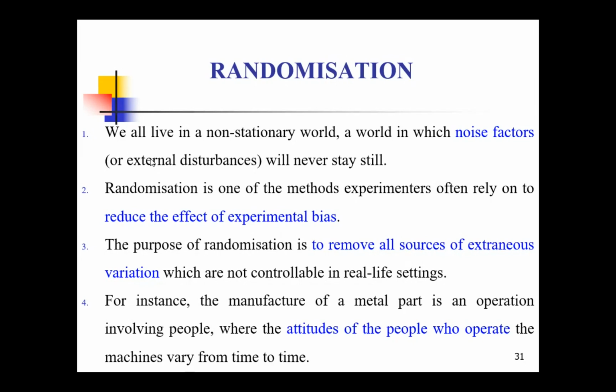For example, consider a manufacturing process that involves the 4 M's: men, method, materials, and machineries. The attitude of the people who operate the machines varies from time to time because humans are emotional in nature. Whatever happens around them will have an impact. So the attitudes of the people will change. That is a noise factor that is uncontrollable in nature.